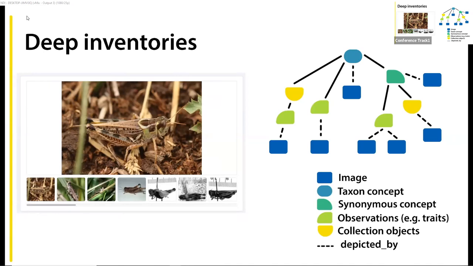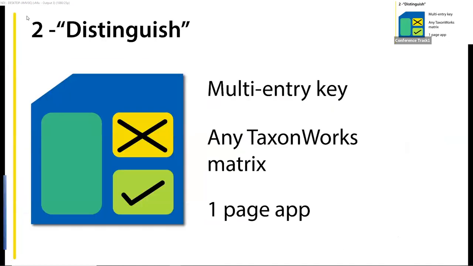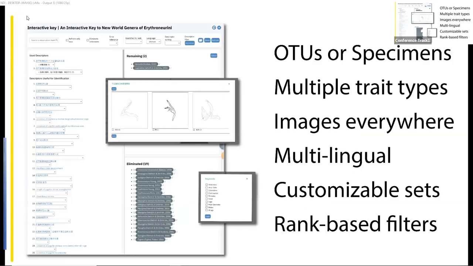Our second product is Distinguish. It's a multi-entry key. It's deployed in exactly the same way we do Taxon Pages. You can take any TaxonWorks matrix and turn it into a multi-entry key, and it's essentially a one-page app. I don't have time to talk about a lot of the features, but essentially you can code OTUs or specimens. There are many different trait types that you can code as characters or as your columns. You can use images everywhere. There are multilingual options available. You can provide customized taggable sets that can help the user further refine their look into the data. And you can further refine the contents or the endpoints to focus on a particular rank, for example, genus or species.